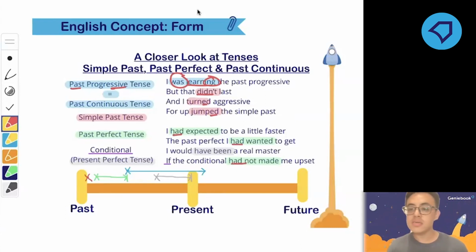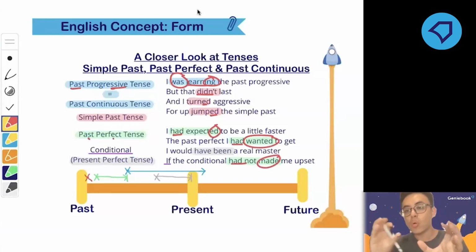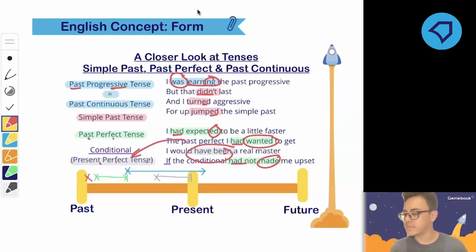Okay. When you see the word had and a past tense word, right, I had wanted, I had expected, I had not made. When there's the word had plus the past participle of the word, it's the past perfect tense. So when you see the word had and there's no ing in the next word, it's a past perfect tense. Except for this, I would have been. Would have been is a present perfect tense because have, present, been, perfect. Okay, don't worry about this. We're not going to test you on this present perfect tense yet.